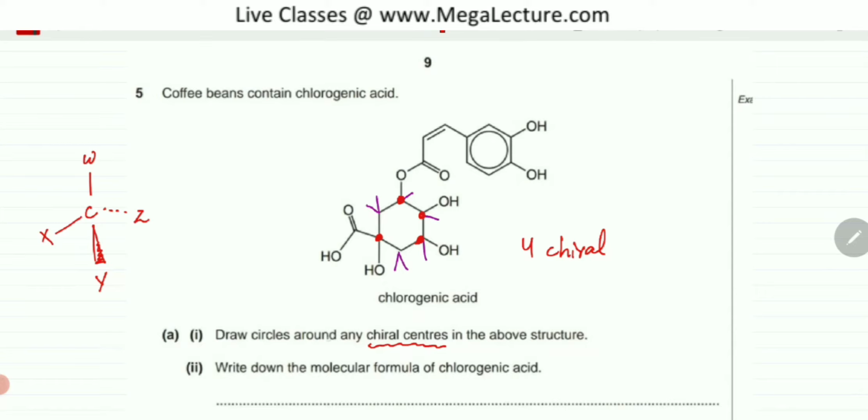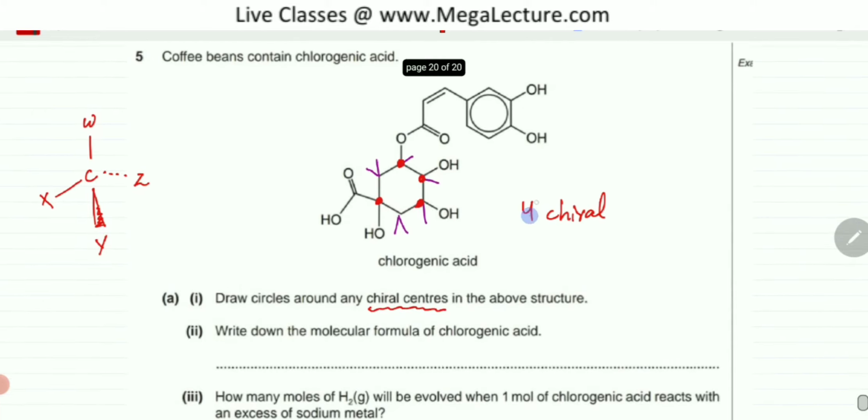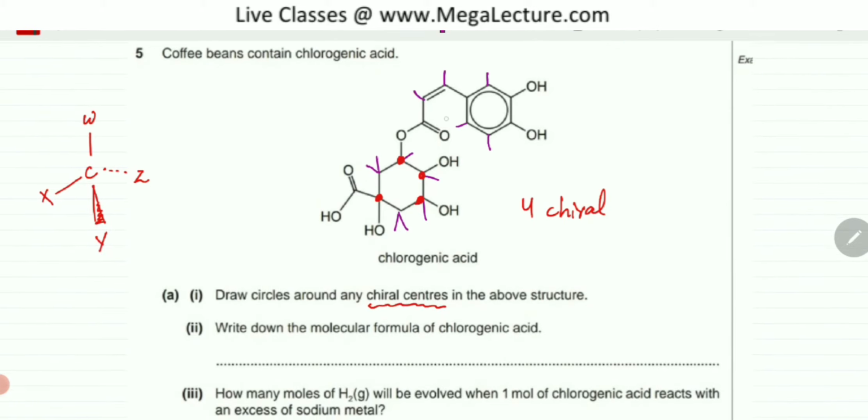So this is exactly what the question asks: draw circles. So you can go and draw circles around that. The next thing is write down the formula of the chlorogenic acid. So we need to figure out the formula of this. Let me add in the remaining hydrogen atoms as well. So I've added all the other dashes as well that represent hydrogen.